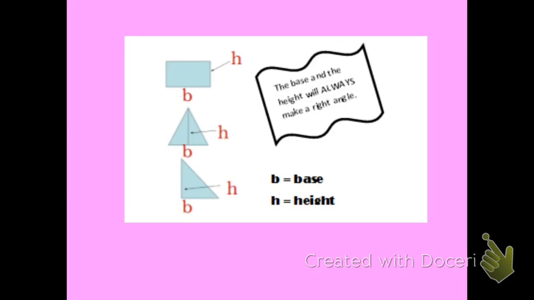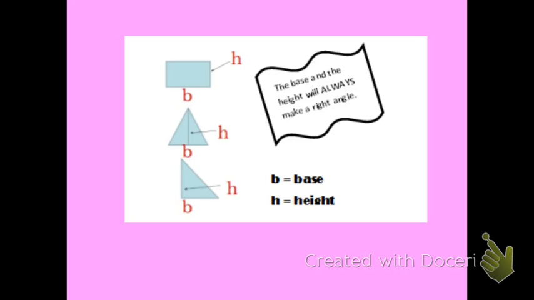Okay, that's something to remember because if you have a triangle like this and you are trying to find the area of it, you're going to need the base and the height. So the base is going to be where the height comes from, and the height is always going to be straight up and down.